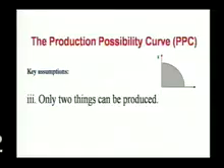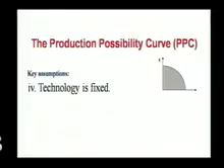Third one here in this model, that is a PPC curve model, we use only two things. So two commodities, can be two commodities or two services. And fourth one is a technology is fixed during this exercise. So when you use the production possibility curve as a model, we assume during that period technology is fixed.